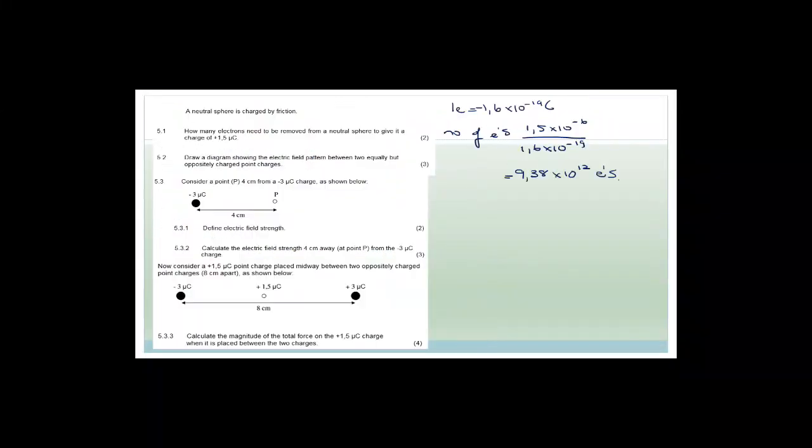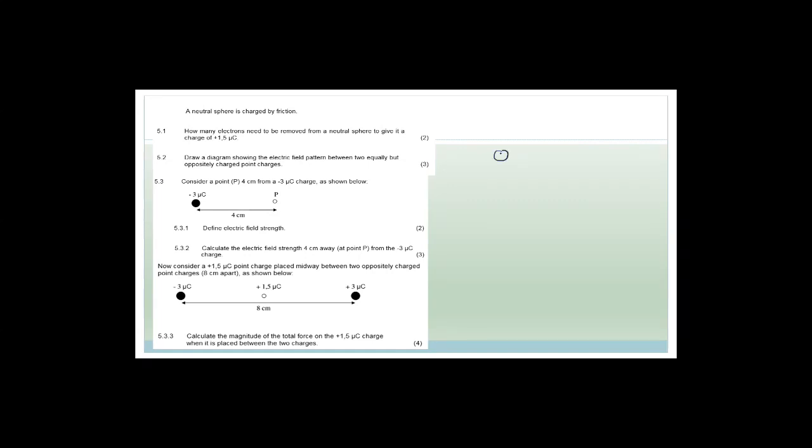Okay, so basically the drawing would be like this. You've got two equally but oppositely charged point charges. You've got a positive and you've got a negative. The field lines are always going from the positive to the negative, okay? And they're always at 90 degrees to the surface. They do not cross and they have to touch the surface of the charge.